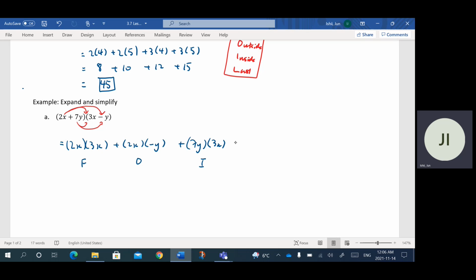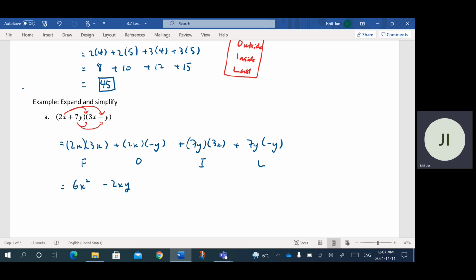And then my last one here is going to be the last term. So 7y times negative y. All right, so those were my last. So first, outside, inside, last. So here I can now multiply these together. So 2 times 3 is 6, we have 6x squared. Next up, we have 2x times negative y, so that's negative 2xy.